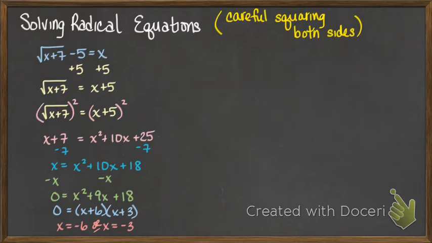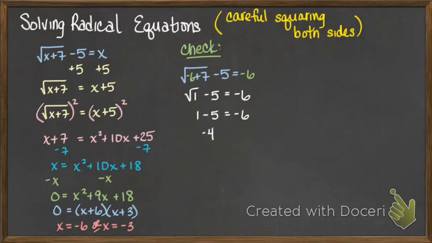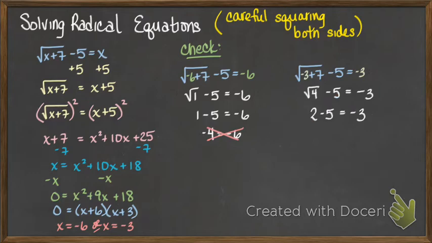Being the good little students that we are, we check our work. When we check, we need to replace x in both places that it appears, replacing it with negative 6. Simplify what's under the radical, evaluate the radical, simplify the left side. Turns out negative 4 equals negative 6. We all know that's not a thing. We'll check our other solution. Subbing in negative 3 for x, we simplify what's under the radical, evaluate the radical, and simplify the left side. Negative 3 equals negative 3, which means x equals negative 3 is our one and only solution to this equation.